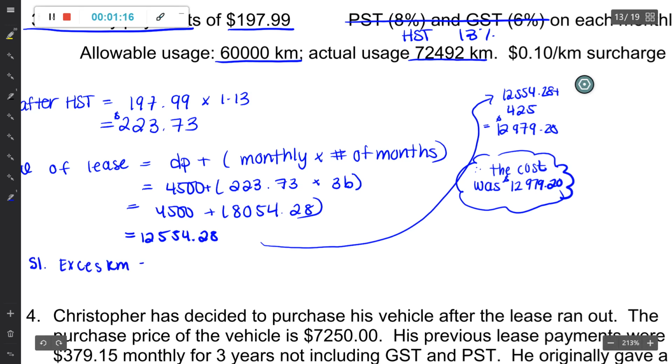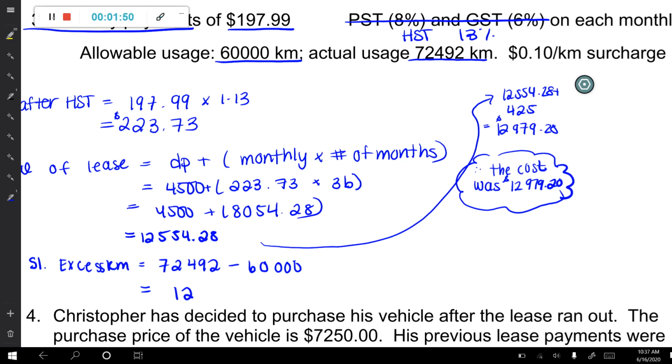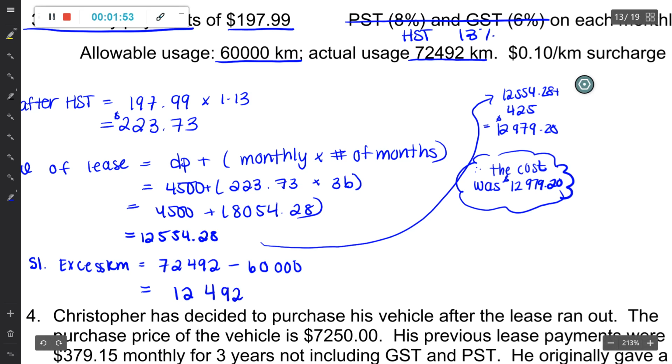km equals how much he used in total. So he used 72,492 minus 60,000 kilometers, which is how much he's allowed to use. And we're just going to plug that into our calculator. So 72,492 minus 60,000. And he used an extra 12,492 kilometers.